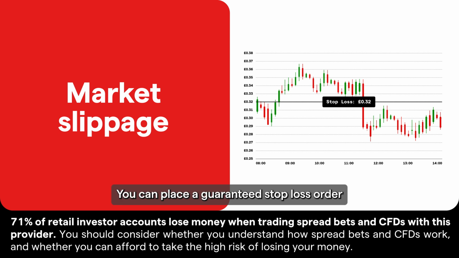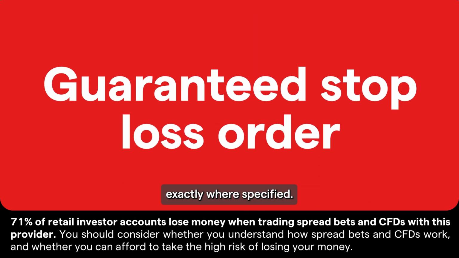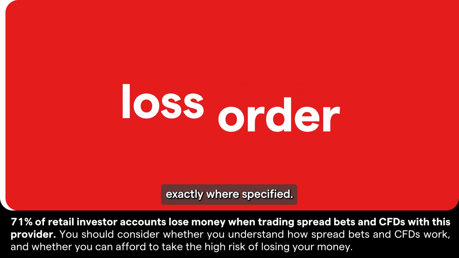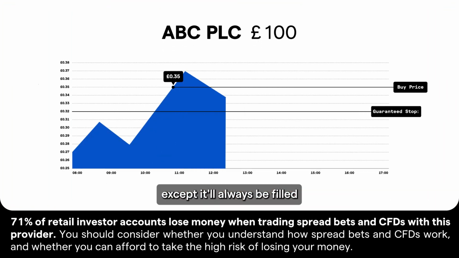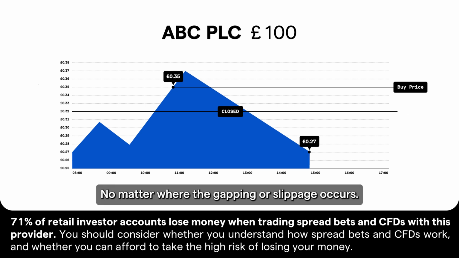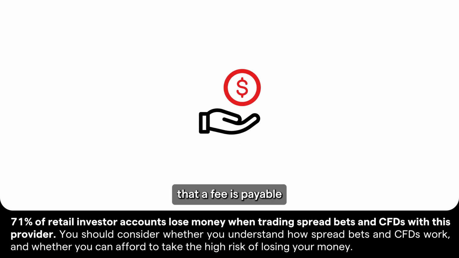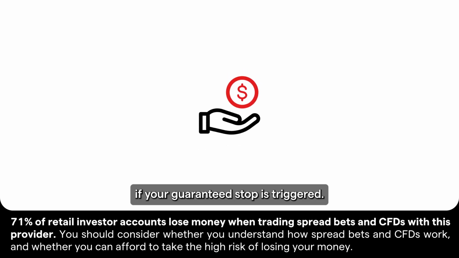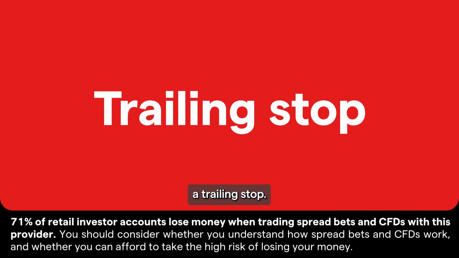You can place a guaranteed stop loss order to ensure your stop is executed exactly where specified. This works in the same way as a standard stop, except it'll always be filled at exactly the level you set, no matter where the gapping or slippage occurs. It's good to note that a fee is payable if your guaranteed stop is triggered. IG also offers something called a trailing stop.